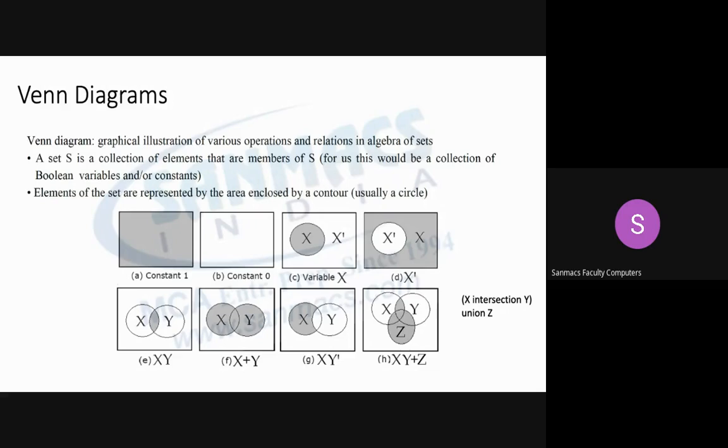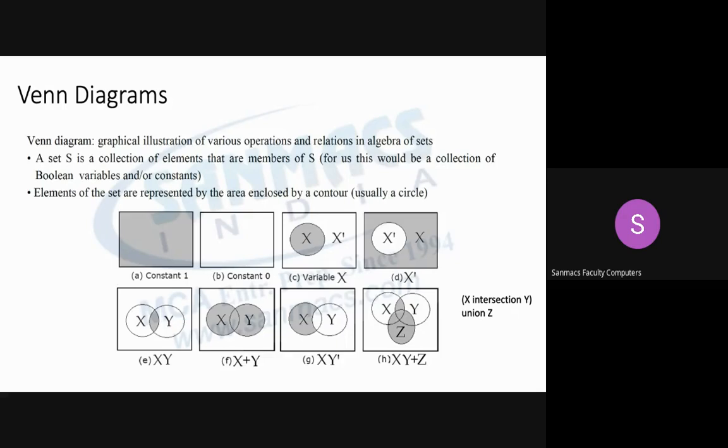So for example, in part E, x and y basically means we take an intersection of x and y. That is why we have the common area of x and y grayed out, while the rest of the entire diagram is white. In part F, we're using x plus y, which is the x circle and y circle, and we're taking a union of both of them. So the entire circular diagram is grayed out. Then we have x and y naught. Here, we're just going to take the exclusive x part, which is not common with y. That is why the common part is also white instead of grayed out.